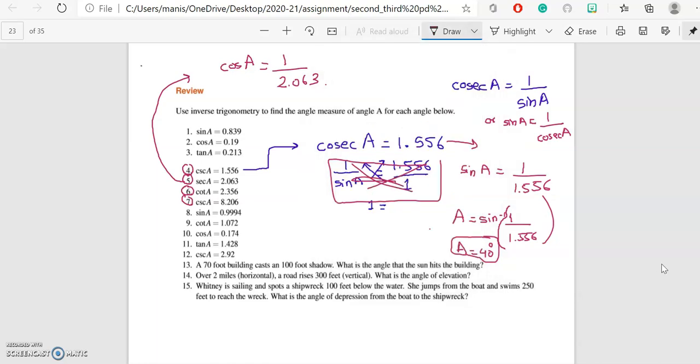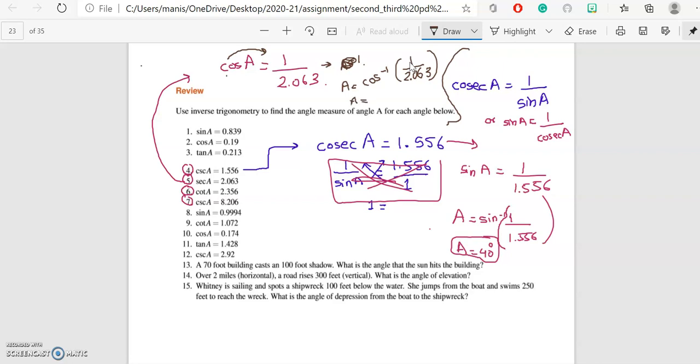Okay, so let's look at this problem which I started doing for you. Secant A is equal to 2.063. Since you all know secant and cosine are reciprocal, I have written this in reciprocal form. So next step mine will be what? A inverse. I will be taking the inverse of cosine. So it will look like this to you: A is equal to cosine inverse 1 over 2.063. So I can type this in the calculator and I will get the answer over here.